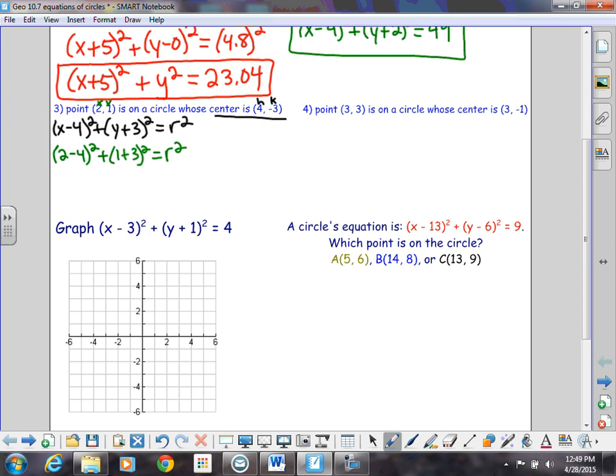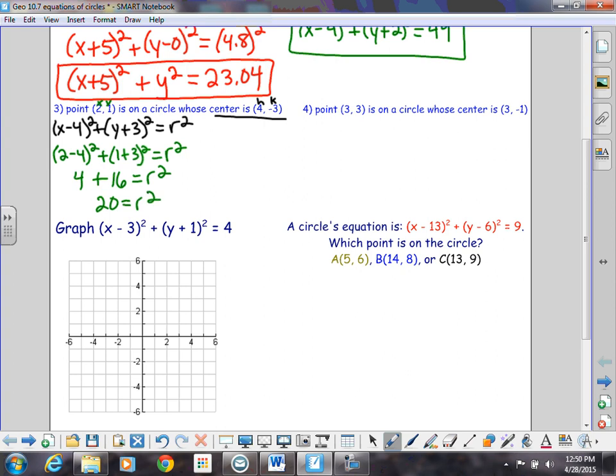So if we simplify that a little bit, 2 minus 4 is negative 2. And when I square that, that gives me 4. And then if I do 1 plus 3, that's 4, and 4 squared is 16. So I'm going to add those together, and I'm going to get 20 is r squared.